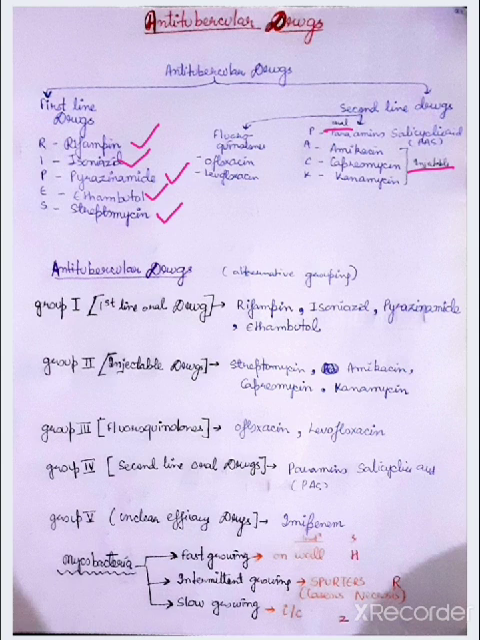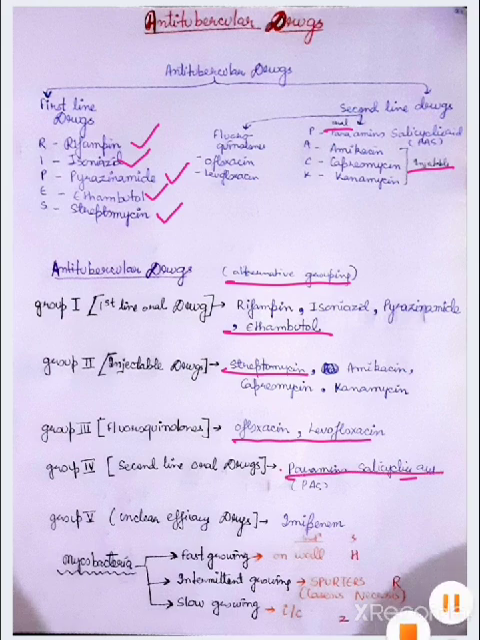Now, the anti-tubercular drugs, alternative grouping given in KDT. So, group 1, which are first line oral drugs: rifampicin, isoniazid, pyrazinamide, and ethambutol. Group 2, injectable drugs. So, streptomycin is given by injection, along with amikacin, capreomycin, and kanamycin. Now, group 3, fluoroquinolones, which are ofloxacin and levofloxacin. Group 4, second line oral drugs, are para-aminosalicylic acid.